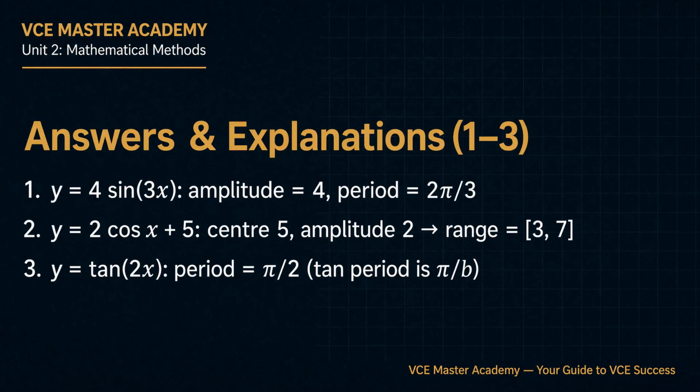Ready? Let us check them together. Question 1. For 4 sine of 3x, the amplitude is 4 and the period is 2 pi over 3. Question 2. For 2 cosine x plus 5, the center line is at 5 and the amplitude is 2, so the range is from 3 to 7. Question 3. For tangent of 2x, the period is pi over 2, because tangent's period is pi over b.